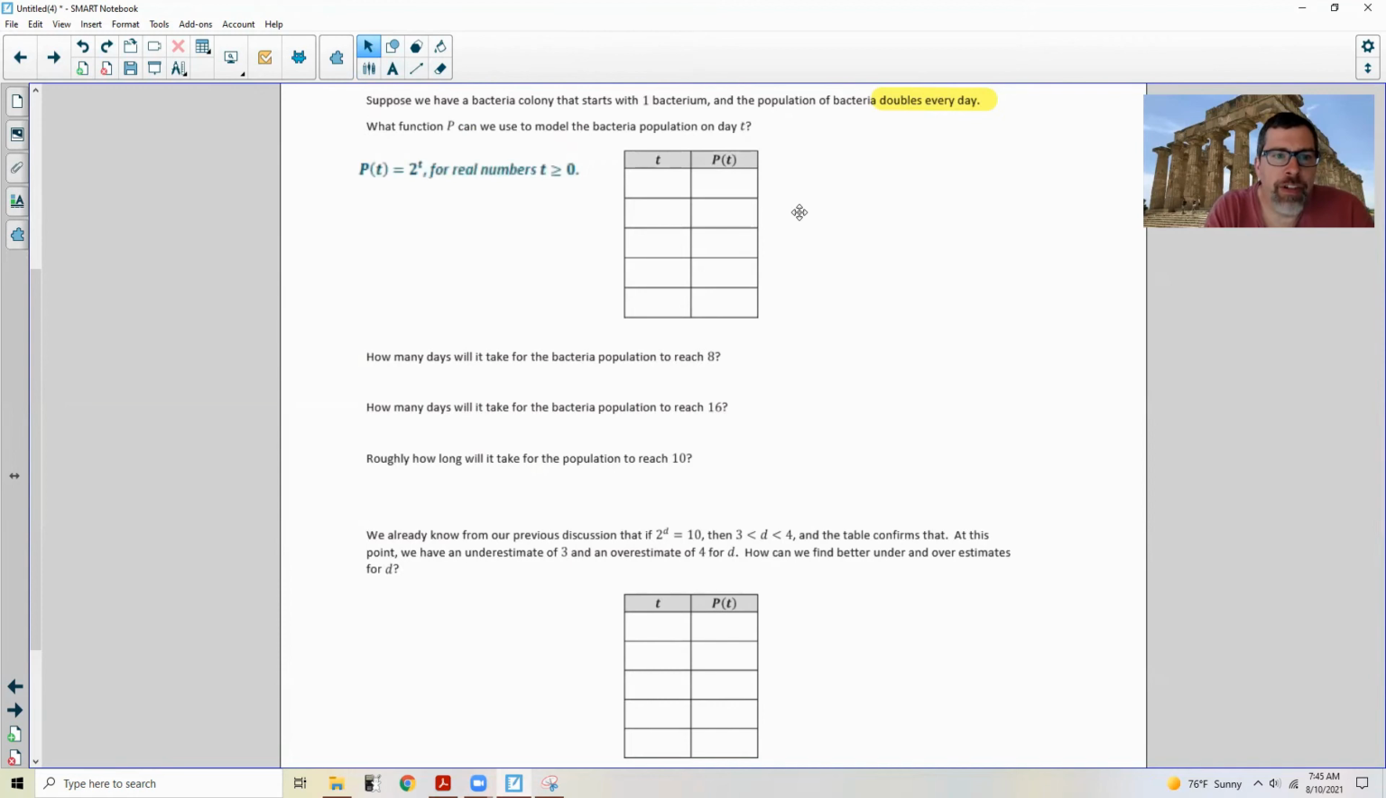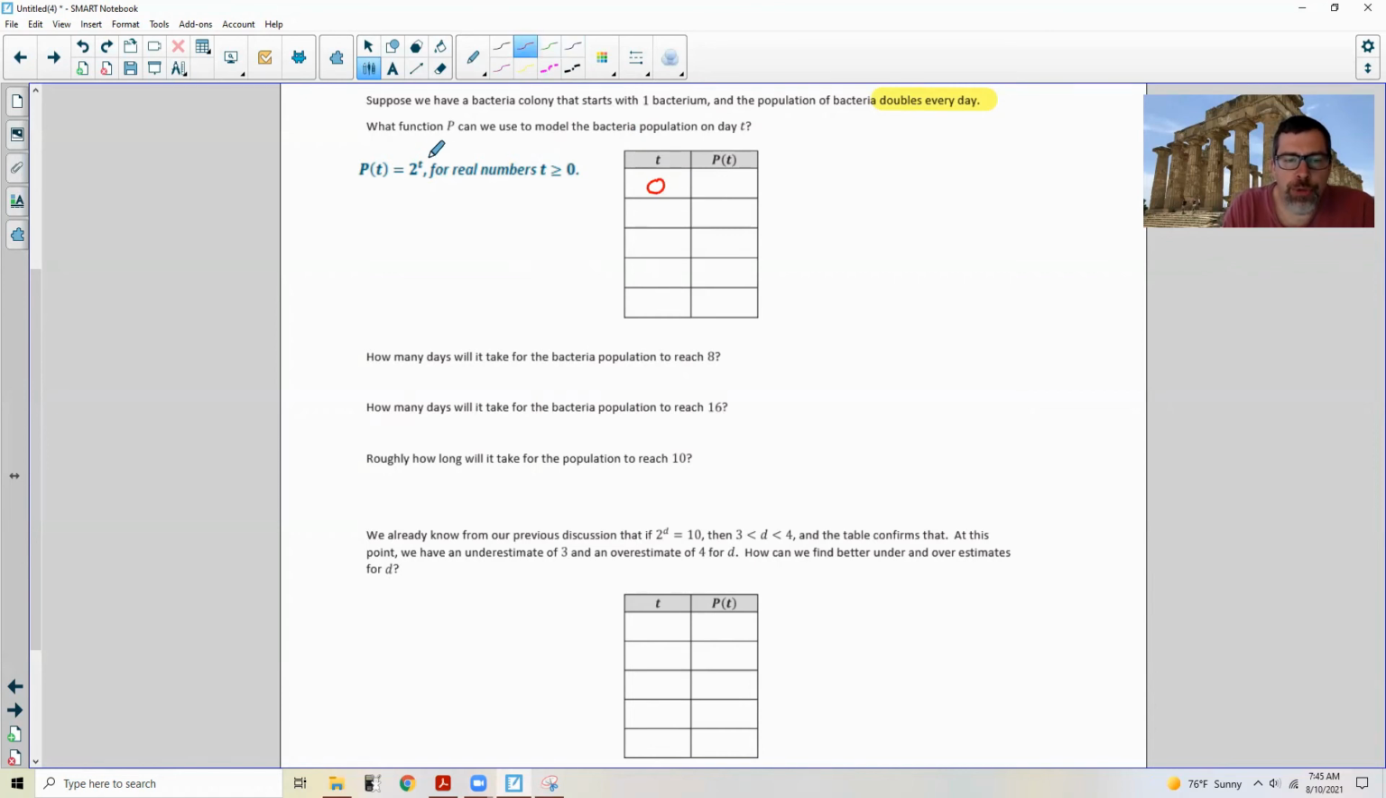So we have P of t equals 2, doubling, to the power of t, time, for real numbers t that are greater than or equal to 0. Okay, we're not going to deal with negative values here. We're not going to go back in time to before the one bacteria existed and where it came from and all that. We're just starting with one bacteria. So that's going to be considered ground 0 or day 0.